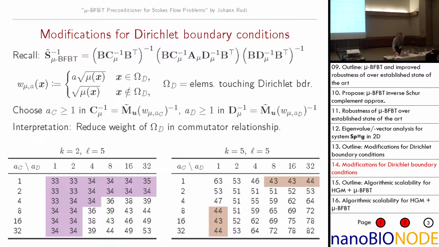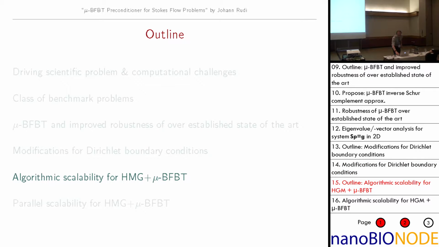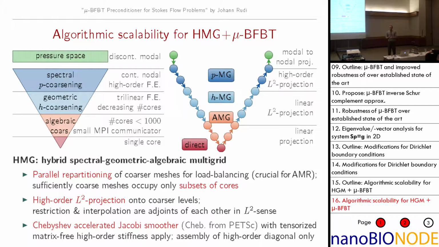And we will be using these observations from our extensive numerical testing in order to assess the algorithmic scalability. Now our last component for algorithmic scalability will be a multigrid method. We want to use higher order finite elements. So we begin with the spectral coarsening down to finite element order 1. Then the geometric coarsening, where we reduce elements, and at the same time we repartition on fewer and fewer cores, reducing the MPI communicator. And then at some point, we turn over to AMG, and it coarsens down to a direct solve.